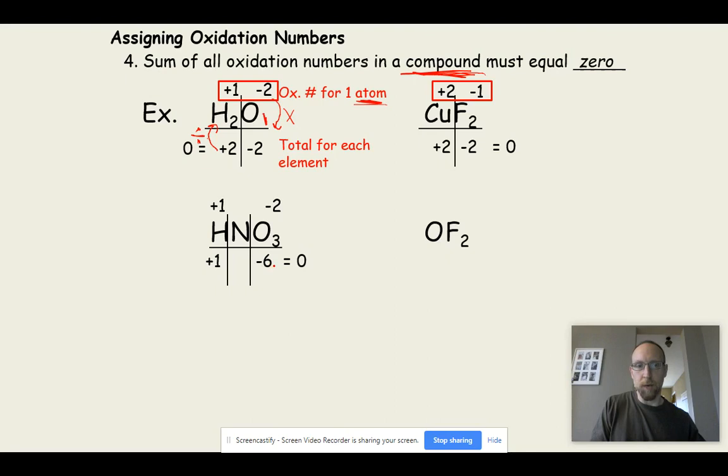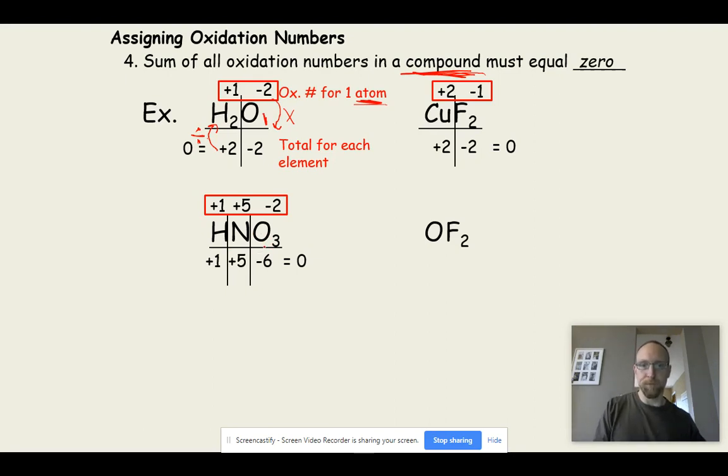So where am I at right now? -6 and +1. So I'm at -5. So what do I need to get to 0? +5. So +5 + 1 is +6. -6, 0. All right. So now we got to distribute that +5 amongst our nitrogens, but there's only one. So it gets the whole +5. So now we're done. When every element has an oxidation state, you're done. Regardless of any polyatomic ions, every element gets an oxidation state.